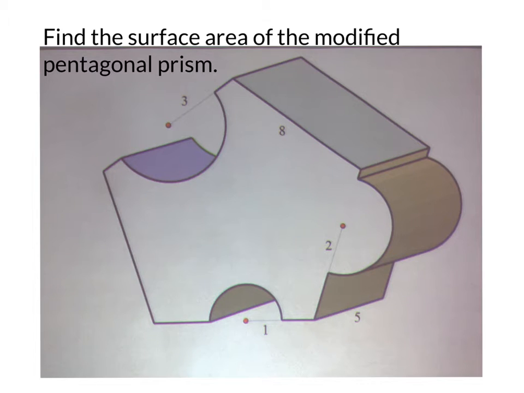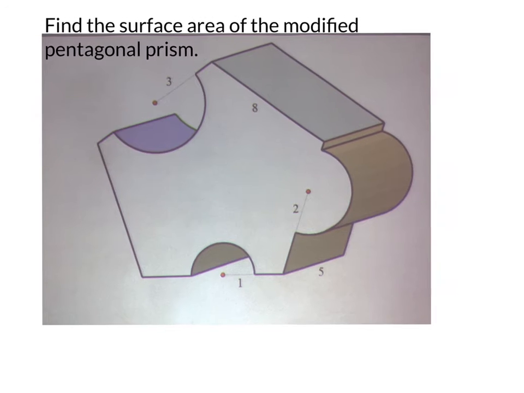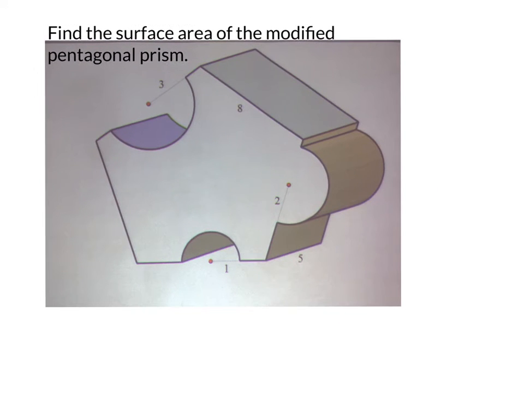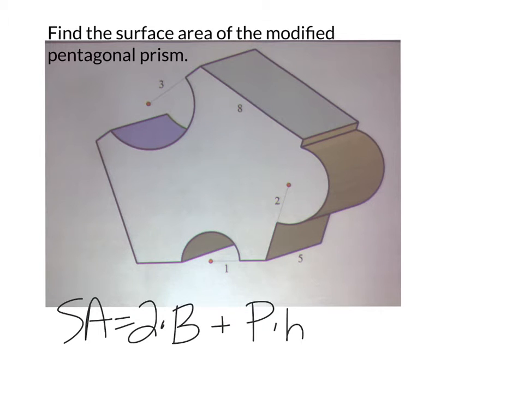So in this wonderfully modified pentagonal prism, we still want to find the surface area, so we apply the very basic surface area formula, and that is surface area equals 2 times the area of the bases plus the perimeter of the base times the height. So we have some work to do in this case because we have to find the base area.